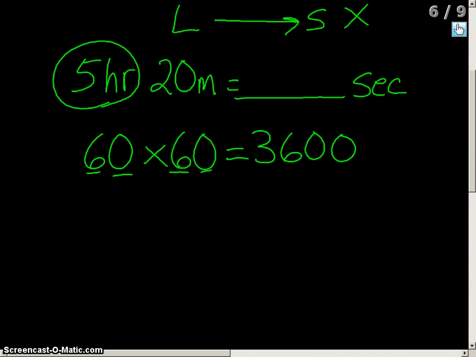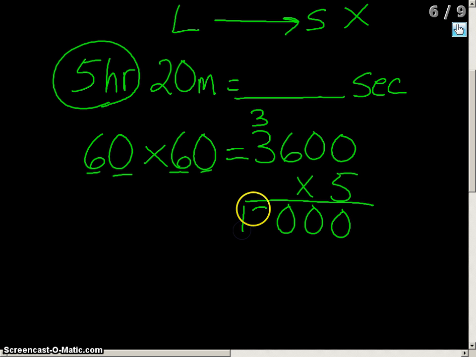Now we're going to take that 3,600 and we're going to multiply that by 5, representing the 5 hours. 5 times 0 is 0. 5 times 0 is 0 again. 5 times 6 is 30. Put my 0 here. Carry my 3. 5 times 3 is 15. Plus 3 is 18. So 18,000, that's how many seconds are in 5 hours.